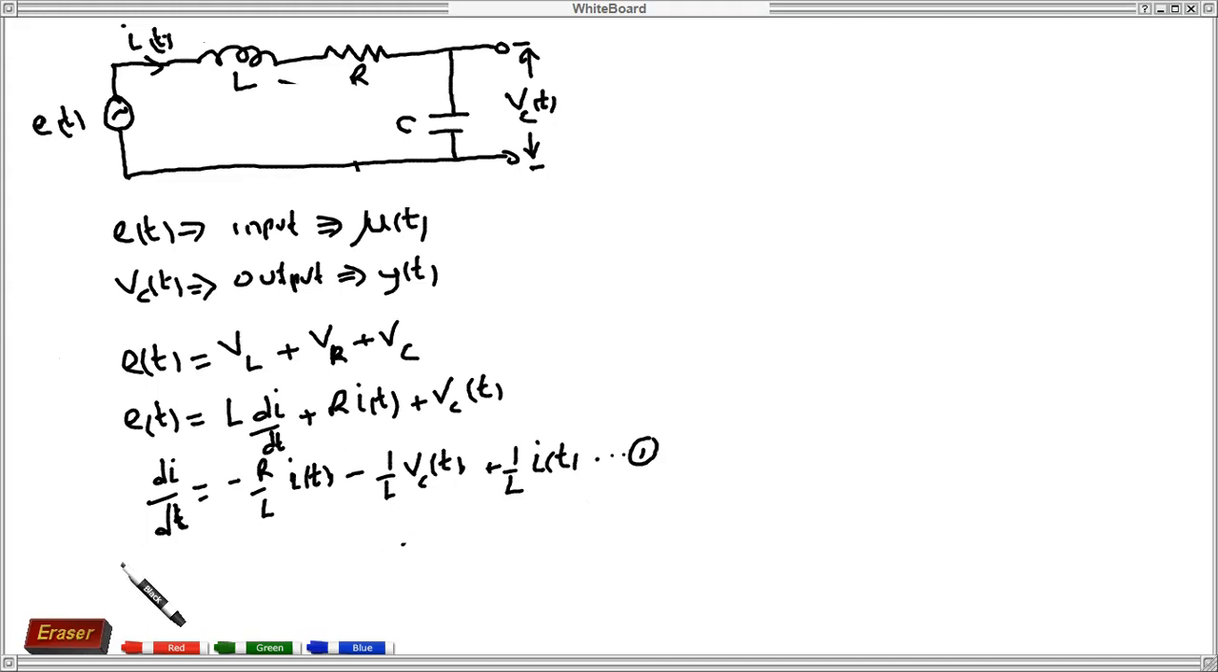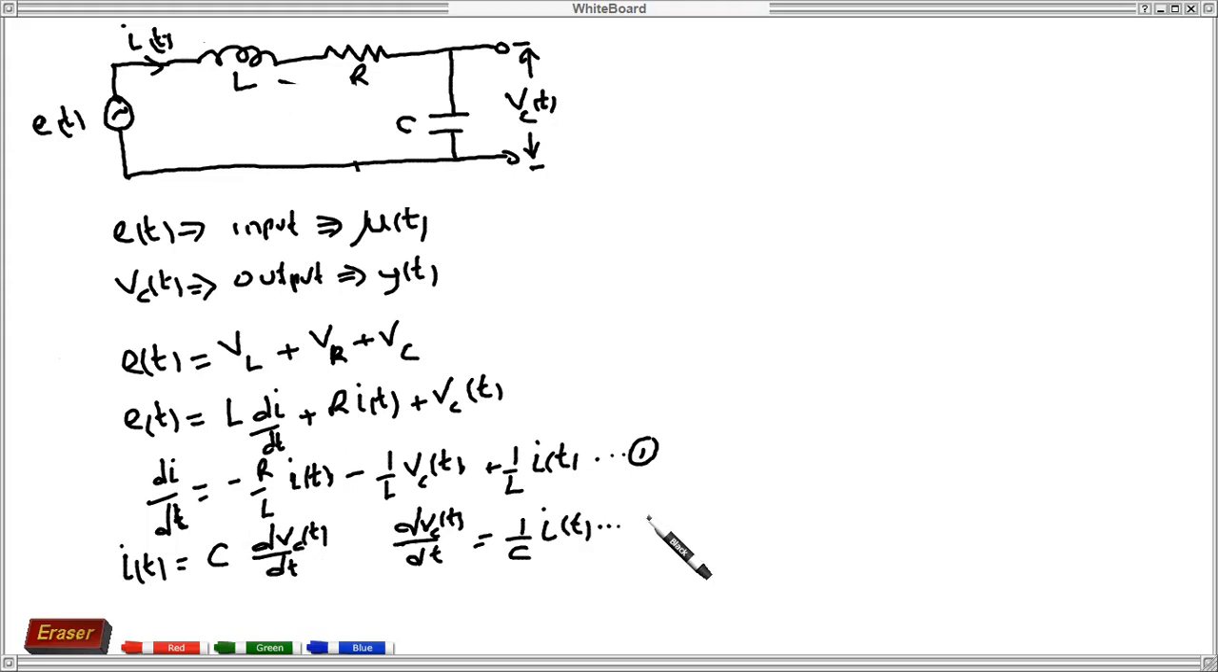Also, the current through the capacitor, i(t), can be written in terms of voltage as i(t) = C dV/dt, from which, if we make dV/dt the subject of the formula, we can write dVc/dt = (1/C) i(t). You can call this equation 2.